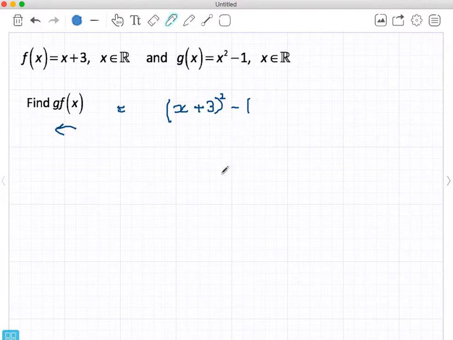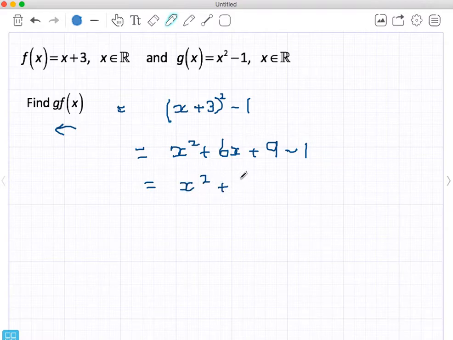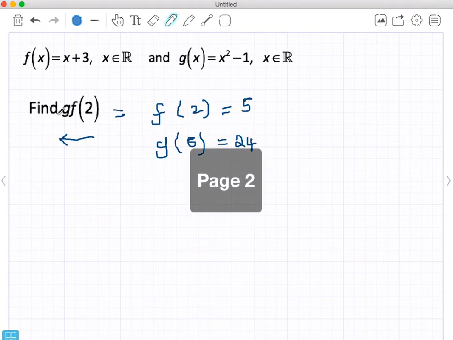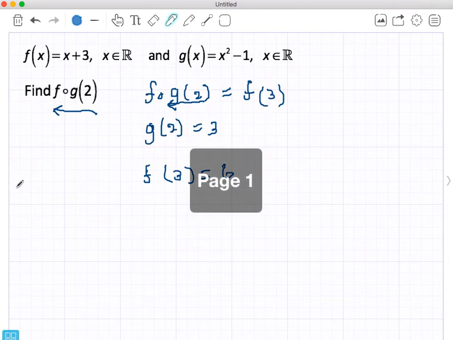minus 1. Now I could leave it like that, and of course I could expand it. If I expand this, x squared plus 6x plus 9, and this minus 1, so that's the x squared, and then I've got the minus 1 at the back. So if I needed to, I could expand it like that. So this is looking at composite functions. Different ways of writing it, using numbers and using the x.